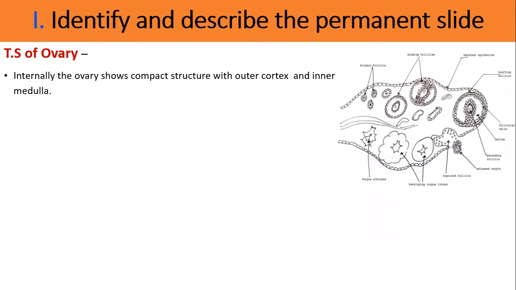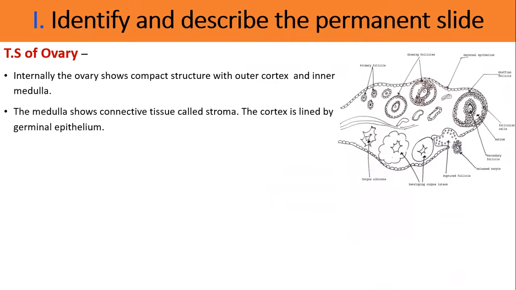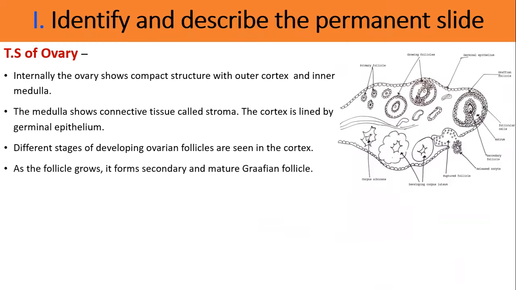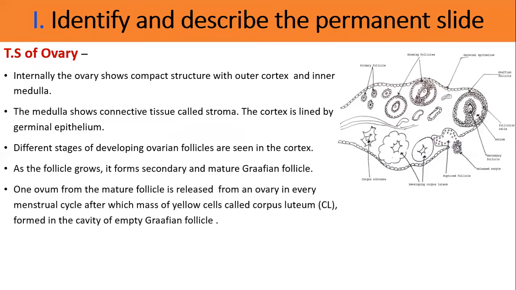Internally, the ovary shows a compact structure with outer cortex and inner medulla. The medulla shows connective tissue called stroma. The cortex is lined by germinal epithelium. Different stages of developing ovarian follicles are seen in the cortex. As the follicle grows, it forms secondary and mature Graafian follicle.